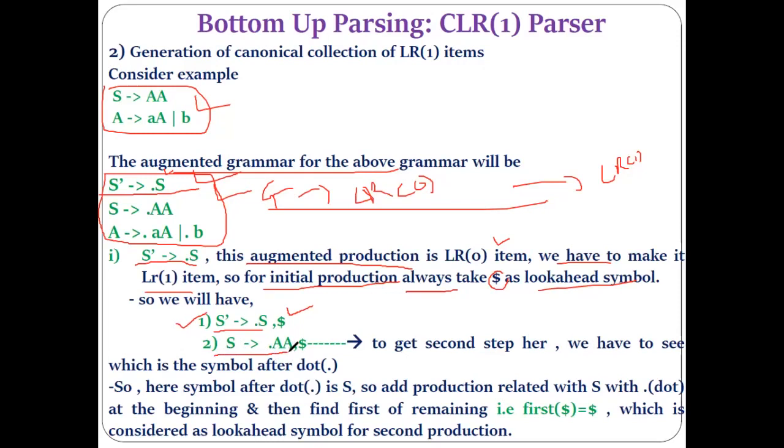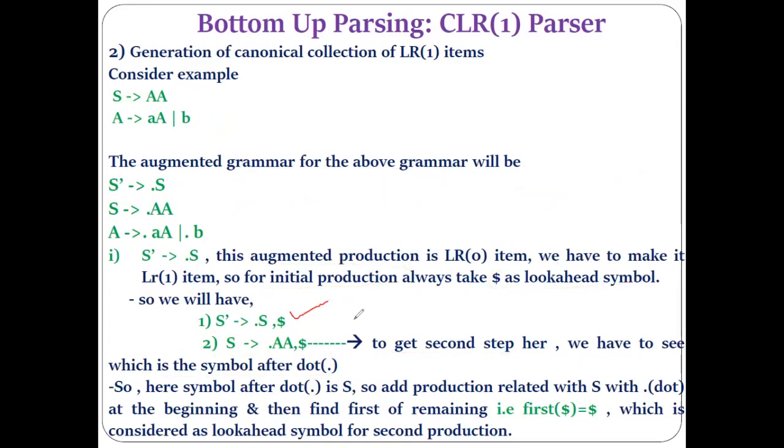Second step is like this: S derives dot AA comma dollar. Now how to get the second step? Let's see. We are going to get our second step from the first step. To get the second step, we have to see which is the symbol after the dot. In case of the first step, which is the symbol after the dot? It is S, a non-terminal S. So we have to add the production related with S.